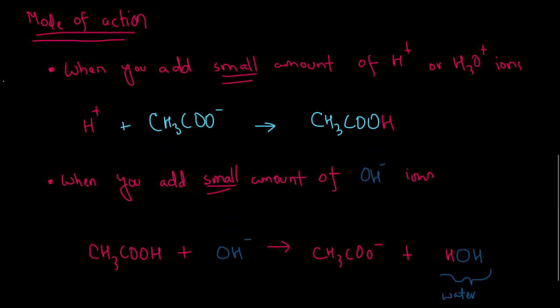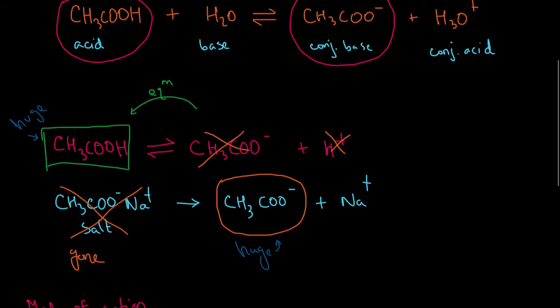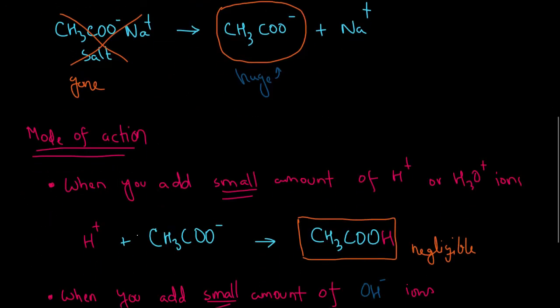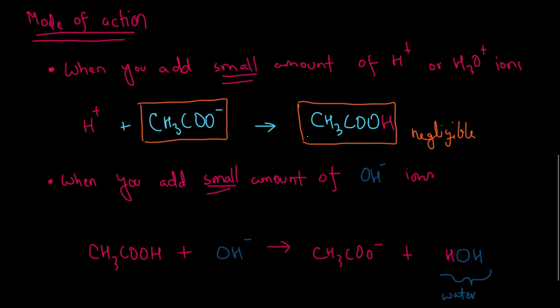So the idea is, as you have only added a small amount of H plus, the amount of acid you have produced is negligible compared to the huge amount of acid already present in the system. And the amount of ethanoate ion that you have used up is also negligible because you already have a huge amount of ethanoate ions coming from the salt, right? So that's why there is no pH change.